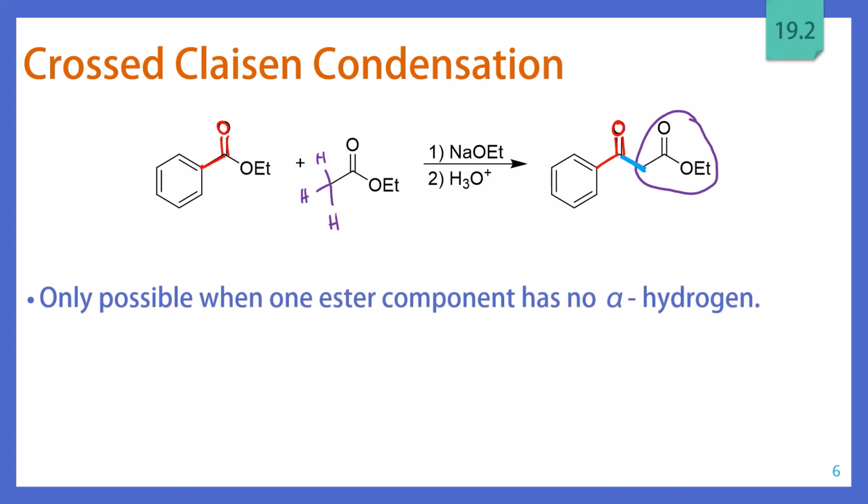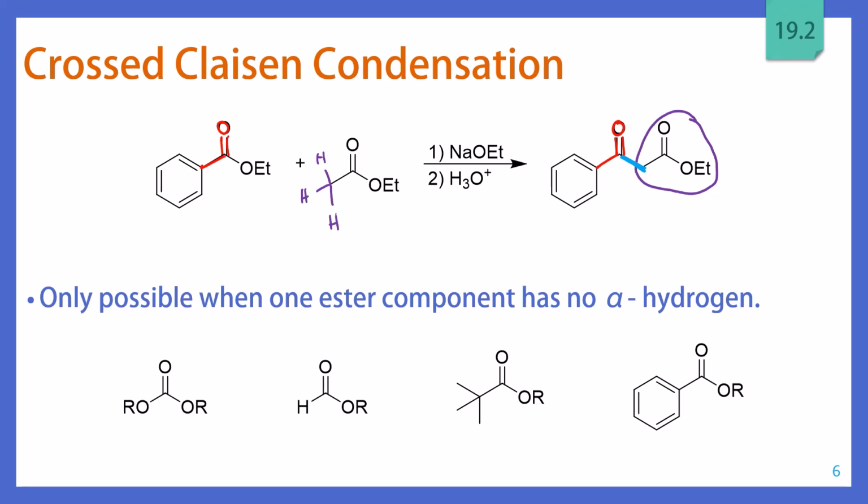So again, you really only want to do a crossed Claisen when only one ester has alpha hydrogens present. So good examples of esters that do not have alpha hydrogens are here below. You could have a carbonate diester here. You could have an ester made from an aldehyde, or made from formic acid rather. You can have an ester that has a quaternary carbon, or you could have a benzoic acid derived ester. None of these have alpha hydrogens, so these would all make good target esters. They're going to be our electrophiles.